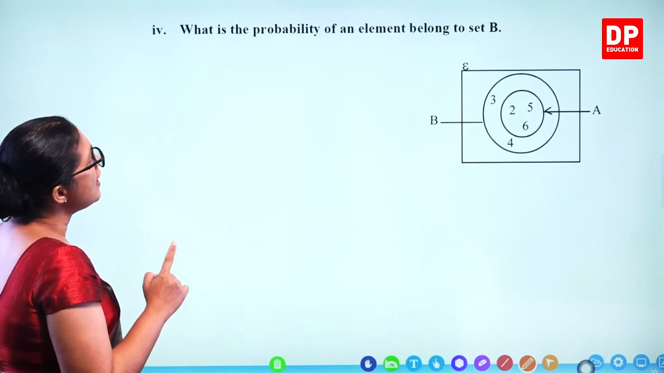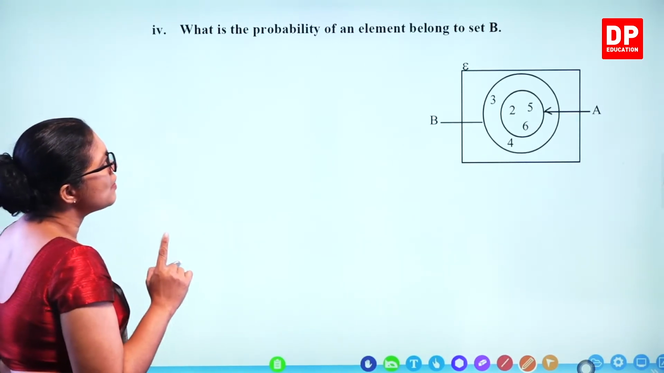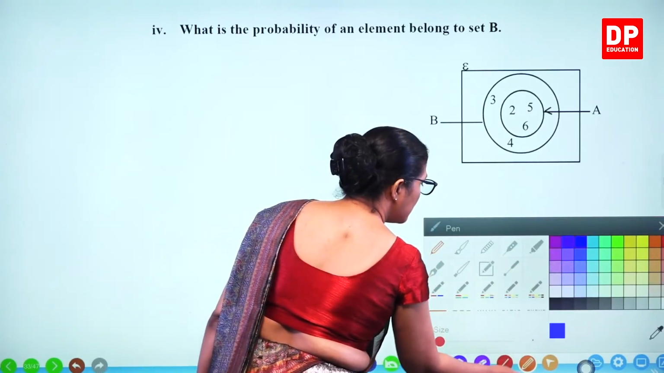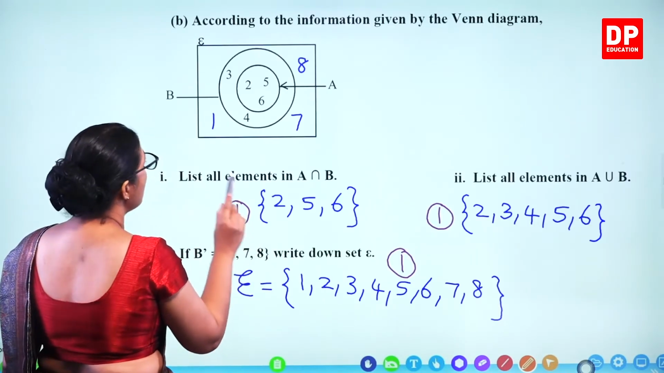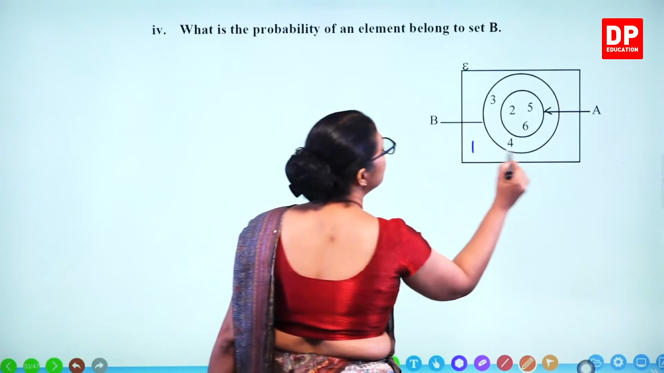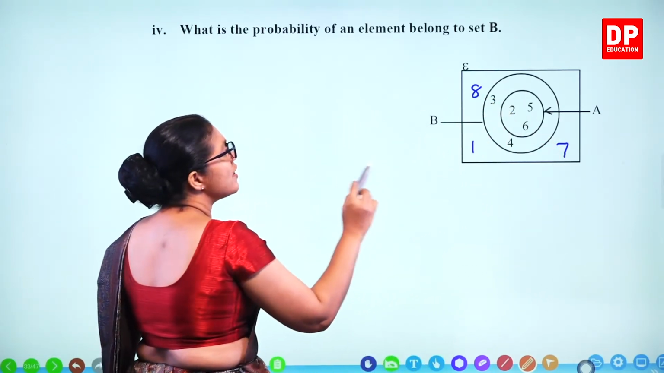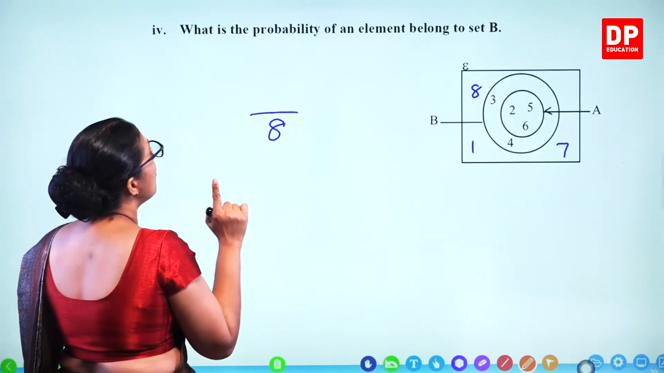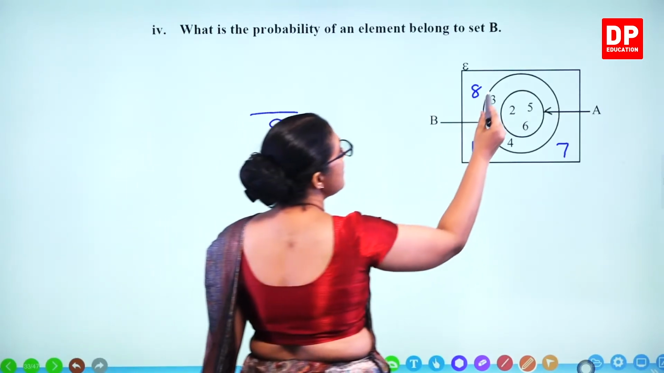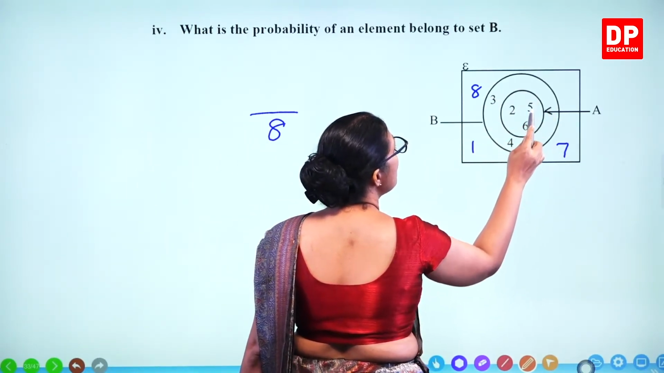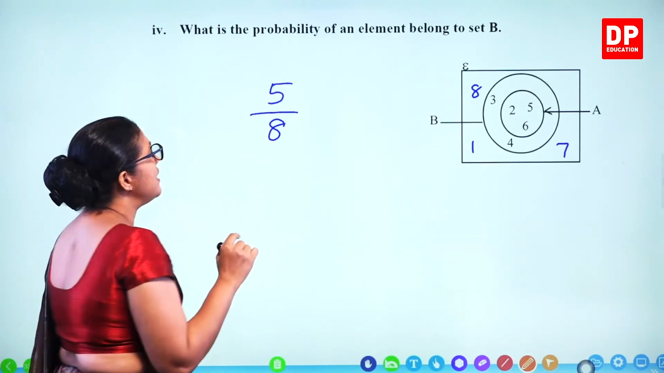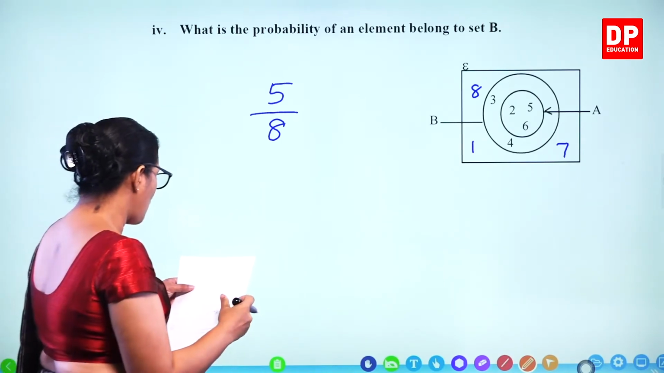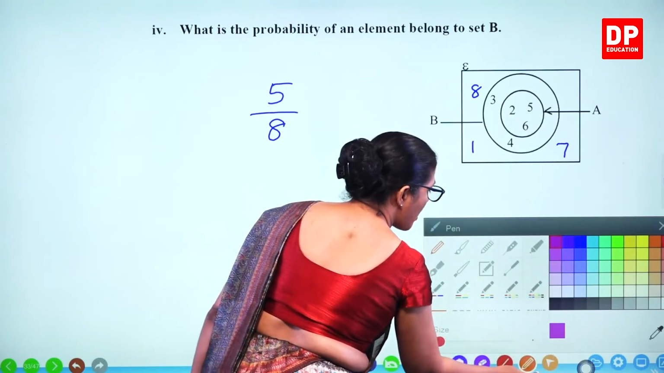What is the probability of an element belongs to set B? Now altogether how many numbers were there? Now we have to think about this one. 1, 7, 8 is outside. Okay, so altogether how many numbers? 1, 2, 3, 4, 5, 6, 7, 8. Out of 8, what's the probability of element belongs to B? That means inside B how many digits? 1, 2, 3, 4, 5. So the probability of an element belongs to set B is 5/8. So how many marks? 2 marks there.